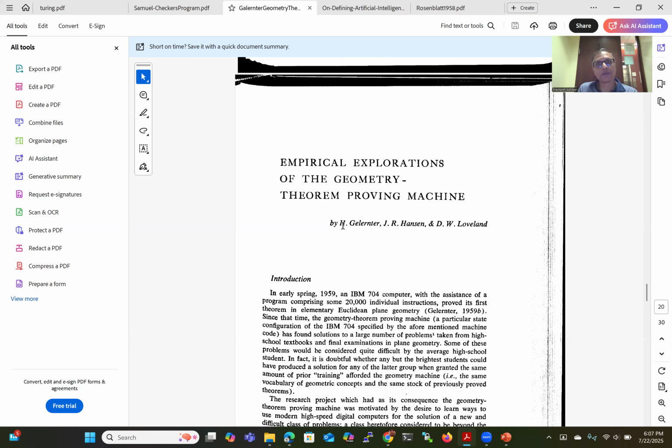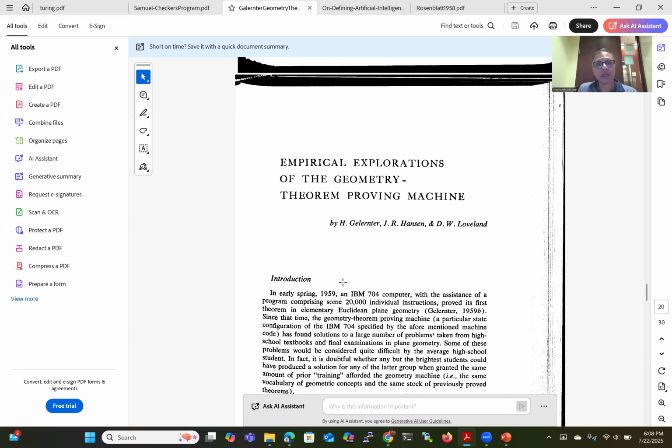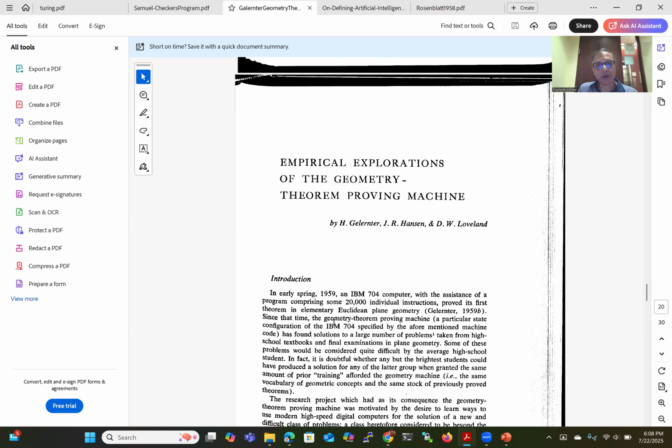In particular, theorems from Euclid's Elements, and they demonstrated the ability to prove many problems in geometry, some of which were considered too hard for a high school student to prove. The computer was able to prove them. Again, a lot of ideas from reinforcement learning, using heuristics, learning from experience. All those elements are there in this paper.